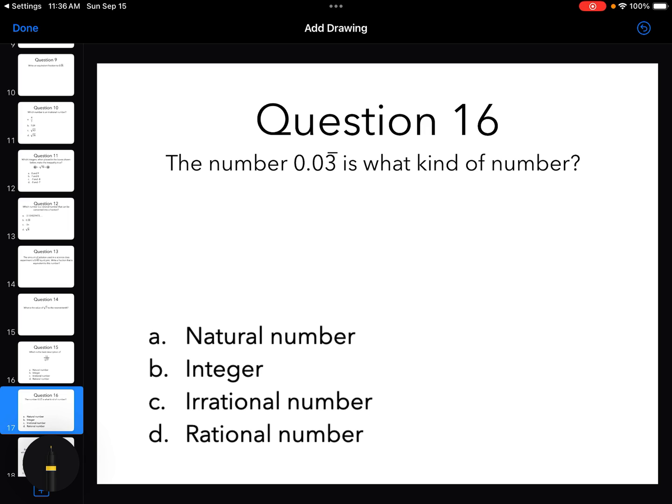All right, what kind of number is 3/100 repeating? So again, this is a decimal. We know it's not irrational because it can be changed into a fraction. And it's a decimal, so it can't be either of these. It has to be a rational number.